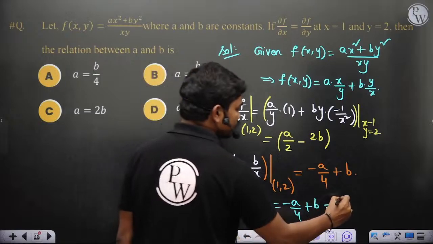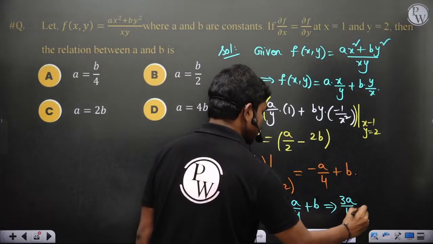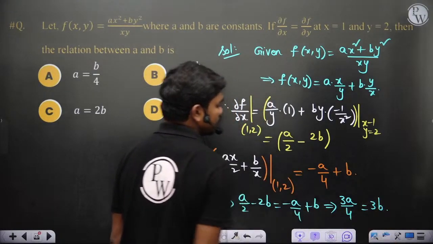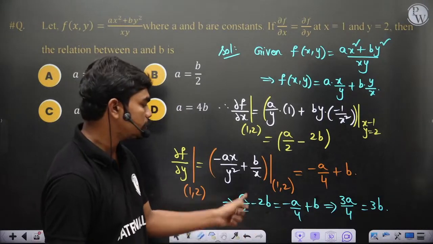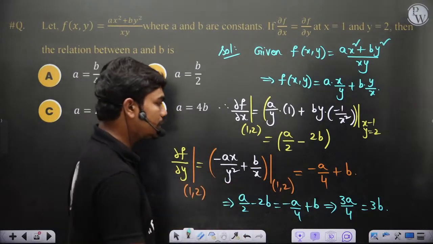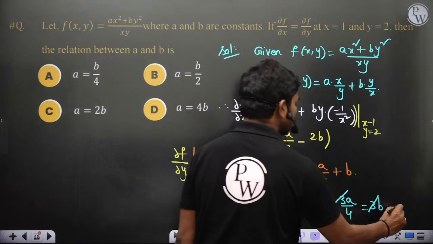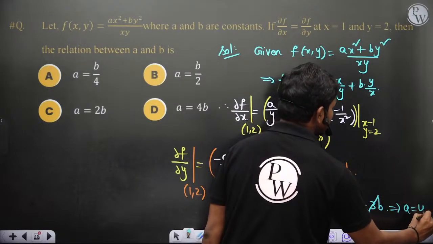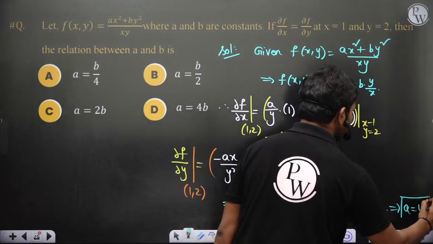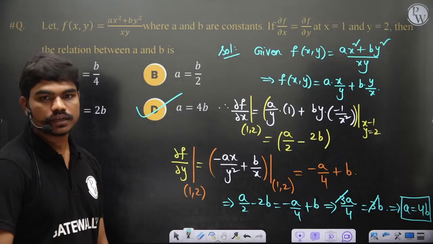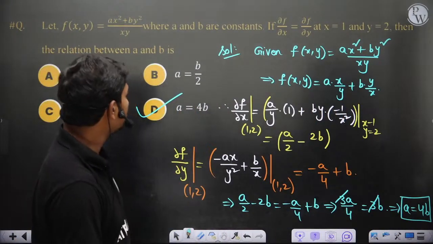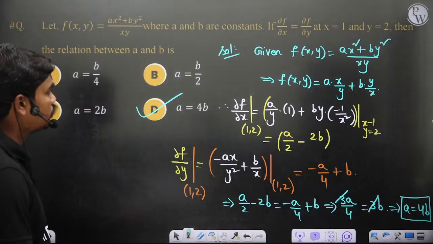Now if you bring this a by 4 to the left hand side and 2b to the right hand side, we have 3a by 4 is equal to 3b actually here. Okay, so 3a by 4, because a by 2 plus a by 4 gives you 3a by 4, and if you send this 2b to the other side, it is 3b. So if you cancel this 3 and 3, you have a is equal to 4 times b actually. Okay, so a is 4 times of b, which is in option D actually. Okay, you all got b. How come? A equal to b by 2.